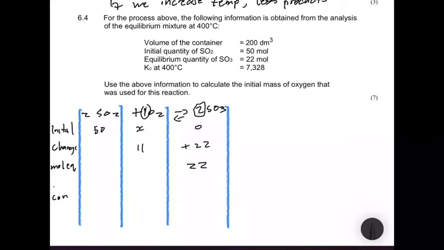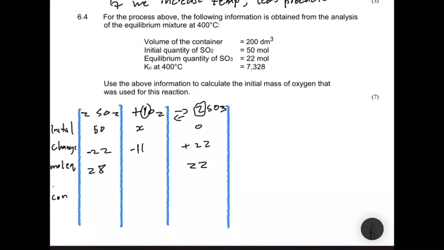So if we were given 11 here and we're finding the number of moles of SO3, then we're gonna multiply by 2. For SO2, the balancing coefficients are the same, so we're gonna have 22 here, but we're converting the reactants to products, right? So here we're gonna have minus 11, here we're gonna have minus 22. So what is 50 minus 22? That is 28. And then what is x minus 11? X minus 11.